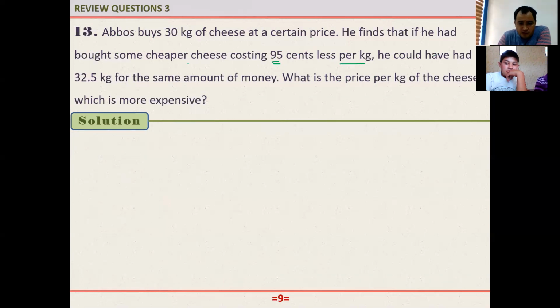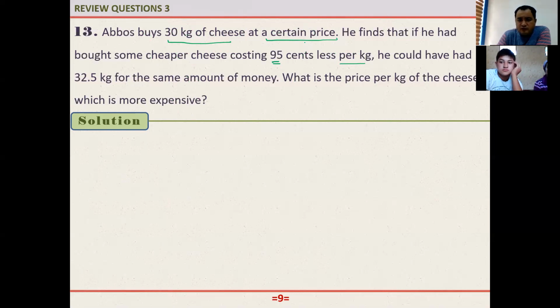So number one, read it quickly. You don't have to understand every word. Now, second time when you're reading, try to understand. If there are some words that you don't know, highlight and try to understand what it means. Abbas buys 30 kg of cheese at a certain price. Okay. 30 kg of cheese at a certain price.